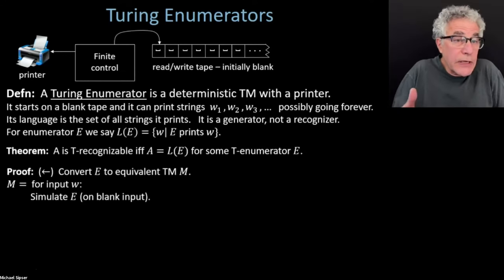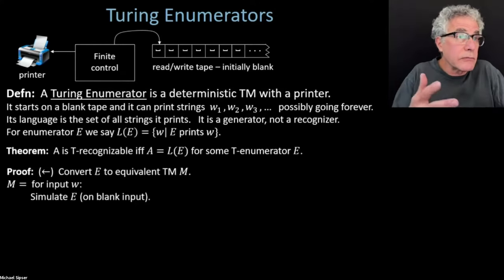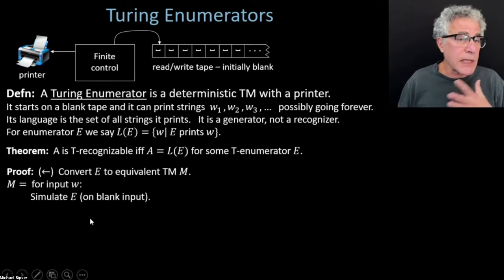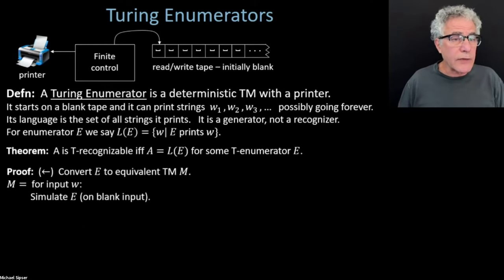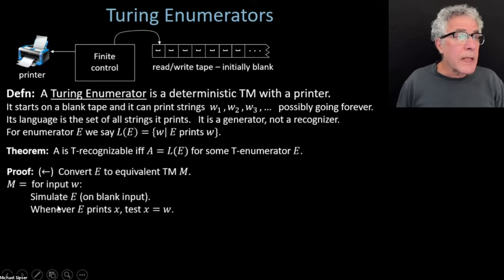Now, if it's convenient, we could use several tapes. We can use one tape to simulate the enumerator, and you have other tapes available for convenience if you want, because we already showed multi-tape and single tape are equivalent. So if you want to think of M as having multiple tapes, it's not really that relevant to my conversation. But you're going to simulate E starting on the blank input as you're supposed to. And whenever E prints an X, you're going to see if X is the same as the input to the recognizer.